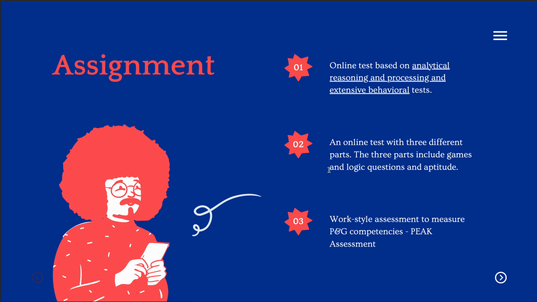They'll give you various situations and ask how you would deal with them, along with some direct questions on quantitative aptitude and English language, and a lot more. In the form of games and logical questions, they'll test your competencies. That's a very important thing. The work style assessment to measure P&G competencies is basically known as the Peak assessment. If you have read about the recruitment process for P&G, you must have come across this term, Peak assessment. It's very common, so you must know it.